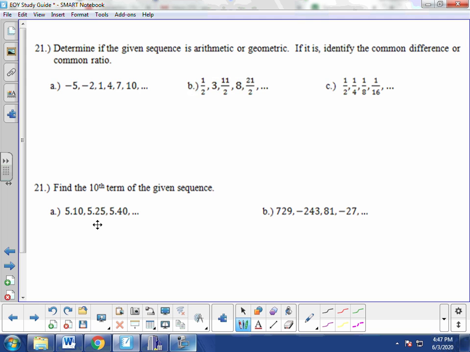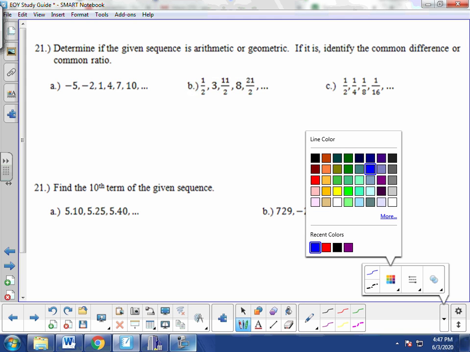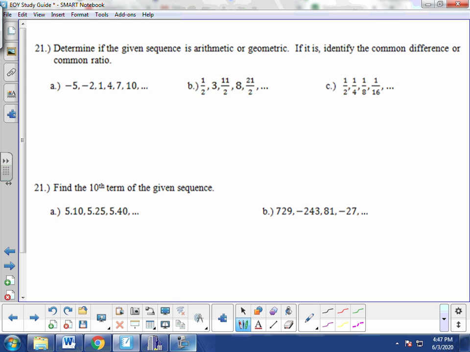So what we first want to do is take a look at terms. Remember, in geometric sequences a term is multiplied by the same value to get the next term, and so on and so forth. In an arithmetic sequence, a value is added to a term to get the next term, and so on and so forth. So I'm going to check for arithmetic first.